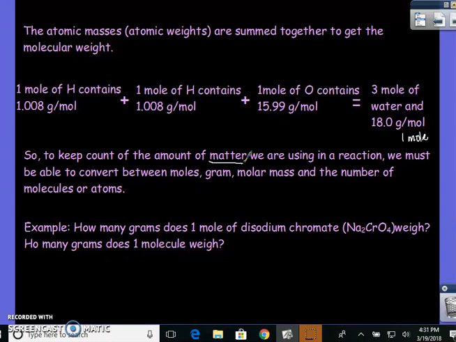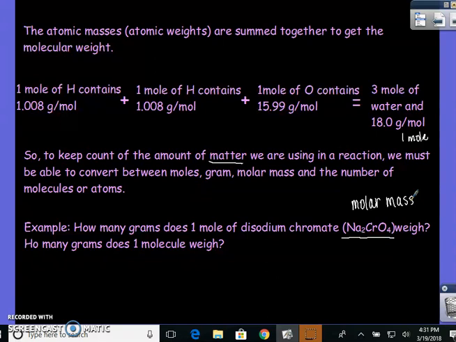The first thing that I want you to do in practicing is calculate how many grams is in 1 mole of disodium chromate. And so here is the formula. And then we're going to calculate how many grams does 1 molecule weigh. So I want you to try to calculate the molar mass, if you will. Let's write down molar mass of disodium chromate. So go ahead and pause the lecture and try it, see what you can do with it, and then after that we'll come back together.